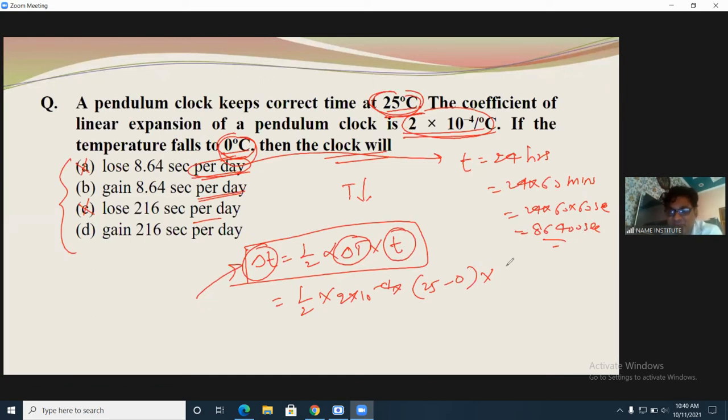86,400 seconds. So take the value now here. It is 86,400 seconds. Solve and get your answer here. Yes, what is coming answer? Is it 216 seconds per day? D.